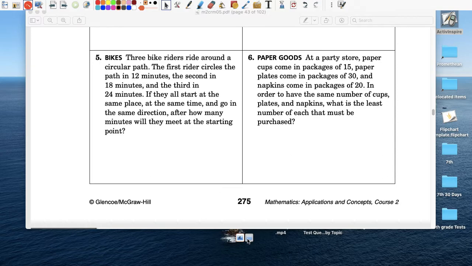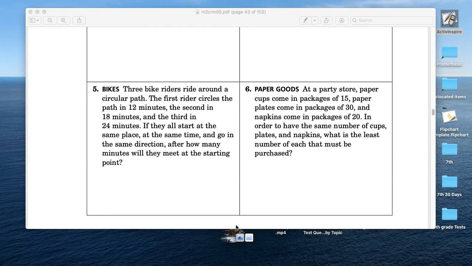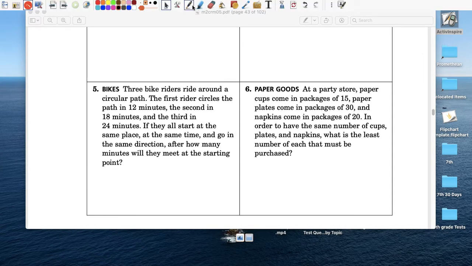Okay. 5. So 3 bikers go around a circular path. The first cyclist rides a circle in 12 minutes. The second guy takes 18 minutes to do a circle, and the third person takes 24 minutes. If they all start at the same time and go in the same direction, after how many minutes will they meet at the starting point?